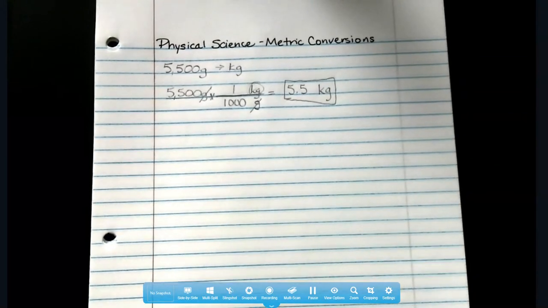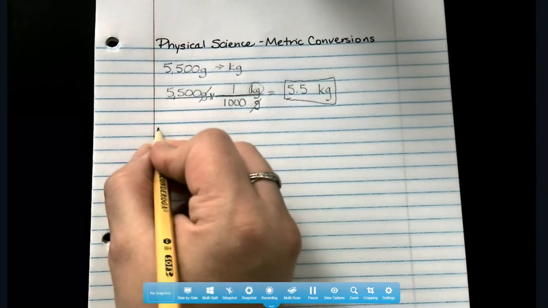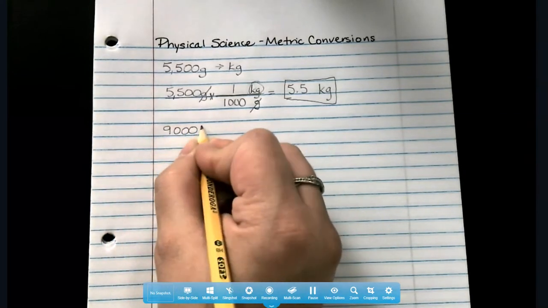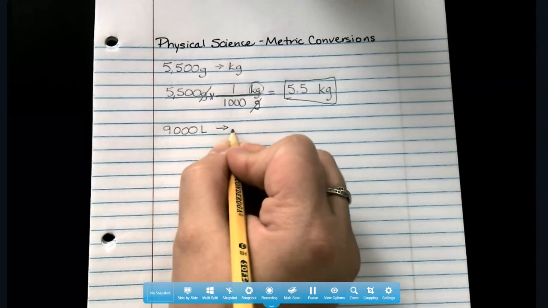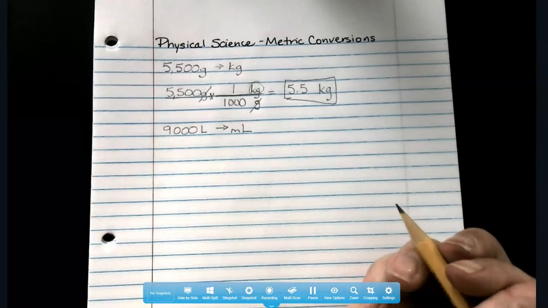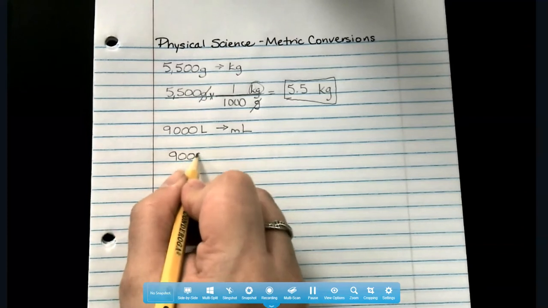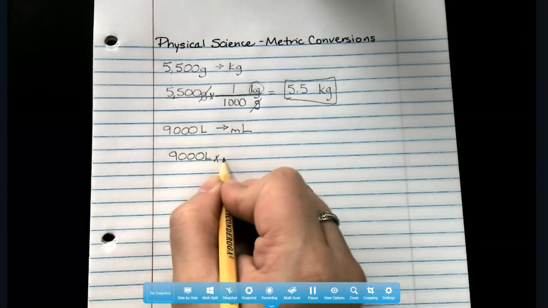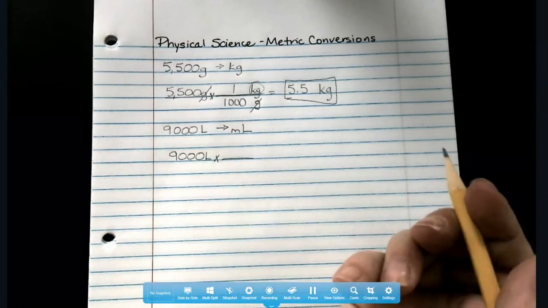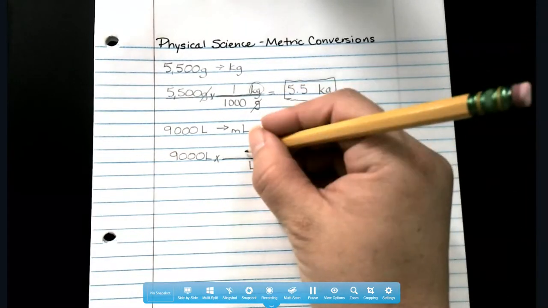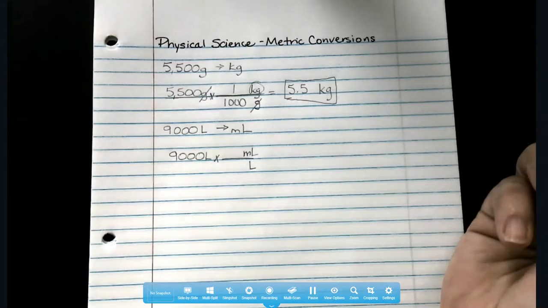Okay. Now let's go 9,000 liters to milliliters. So we're going to start this off the same way. Set our problem up, 9,000 liters times our conversion factor. We're trying to get rid of liters, so that's what goes on bottom. We're going to milliliters, and we can do that in one jump.